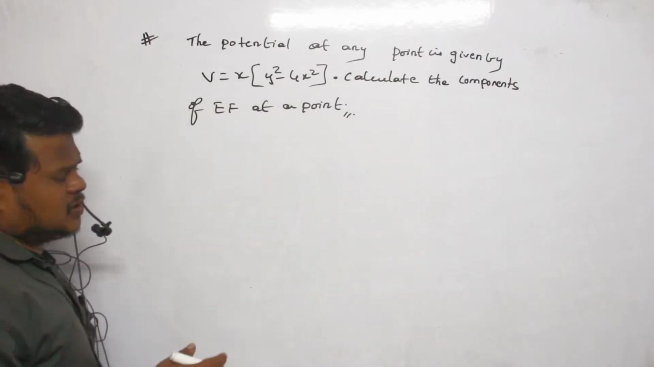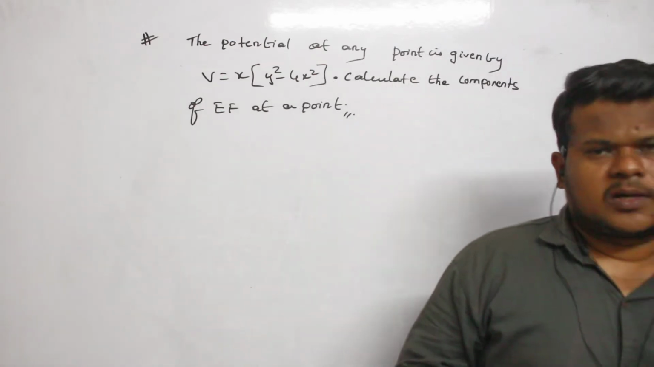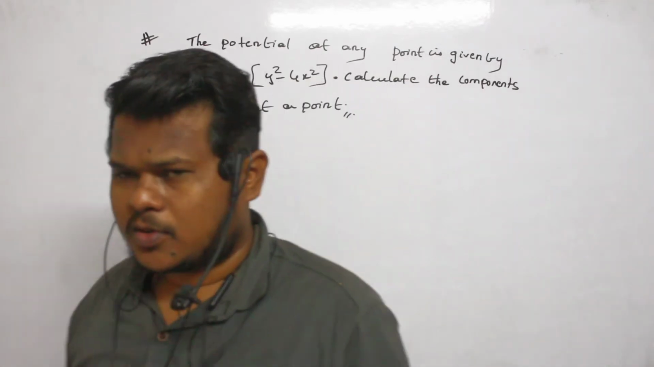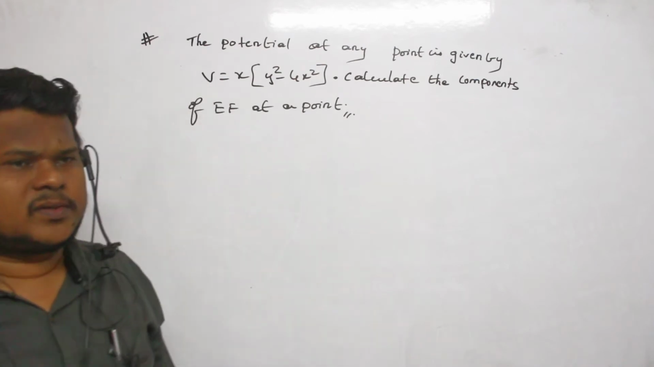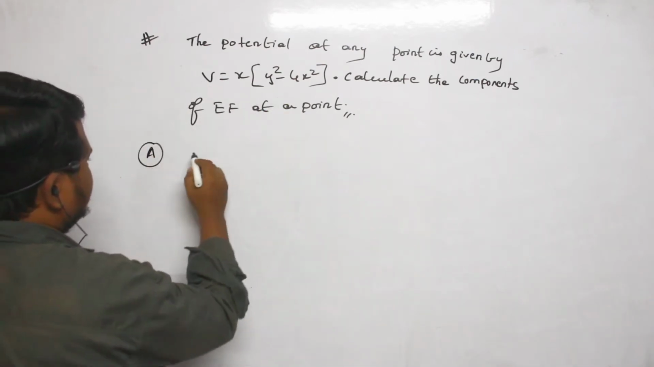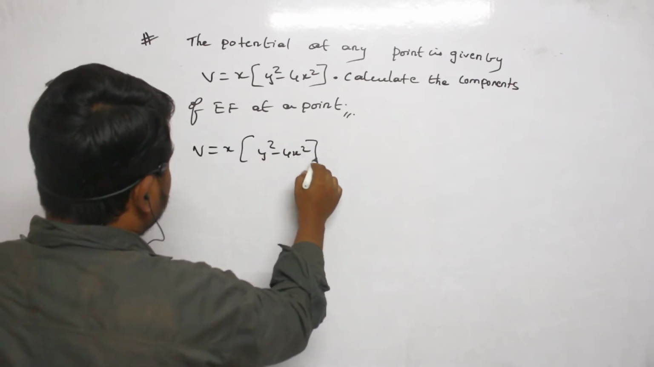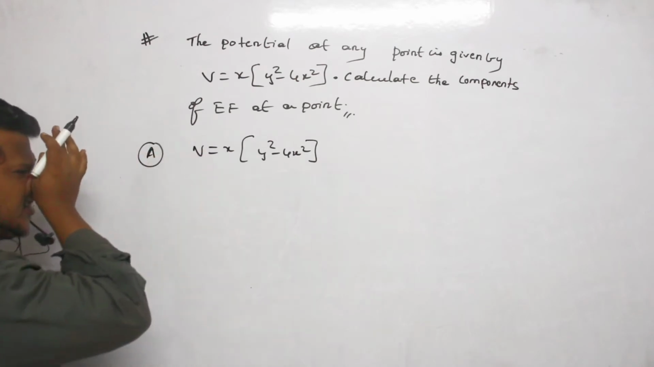So, first of all, how can we say that electric field has two components? How can I say that? Because here you can look at the equation of potential, no? V is equal to x into y square minus 4x square. So, when you see this relation, what do you understand?